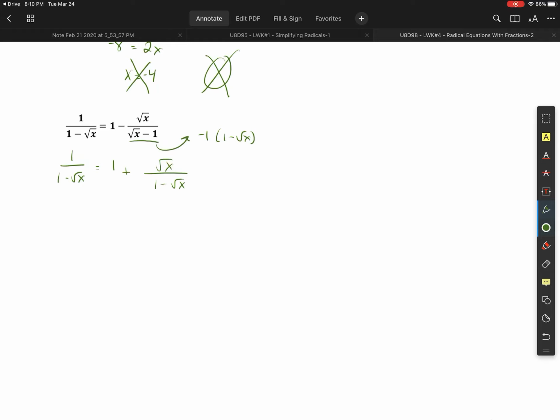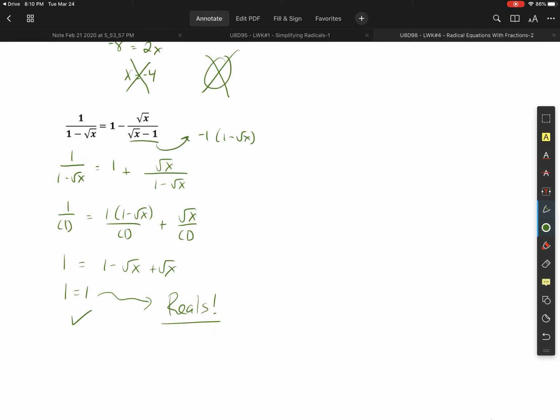So 1 over the common denominator equals 1 times 1 minus rad x over our common denominator plus rad x over our common denominator. Drop our common denominators: 1 equals 1 minus rad x plus rad x, which leaves me with 1 equals 1. Great, we worked it out completely. We got 1 equals 1. So, based on previous units, our answer is all reals.